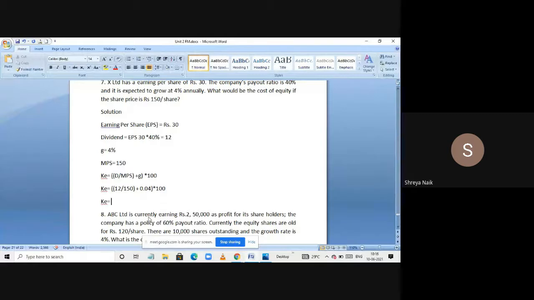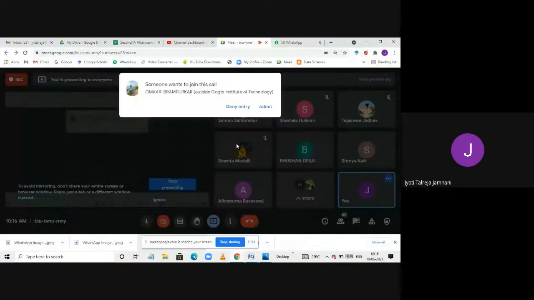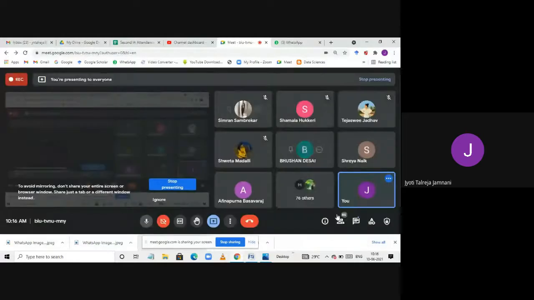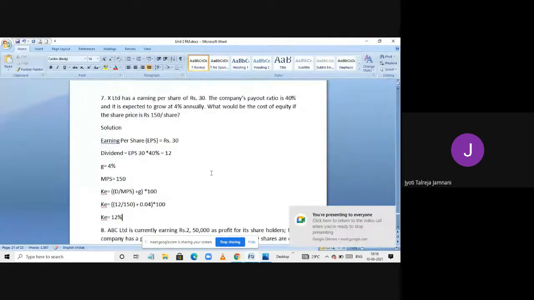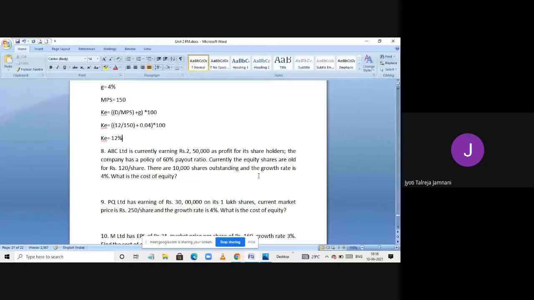12%, ma'am. Yes, ma'am. Yes, Shweta, Purneshwari, Dolly, all about 12%. So this is how you have to calculate cost of equity if dividend is not given directly. Let's go to the next sum.